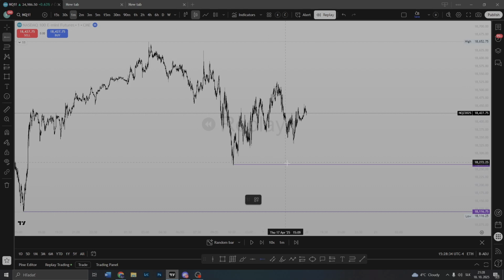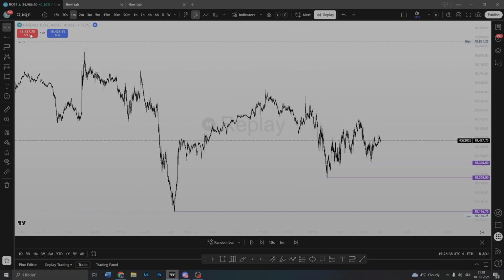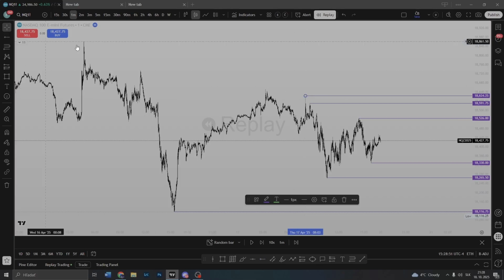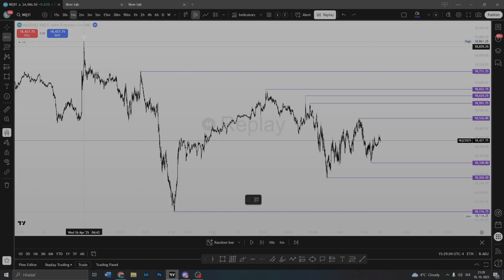This is the next one, and right here. And then if we are bullish, the easy target is here. Yeah, we do have multiple targets at the highs. Here, and the last one is right here.